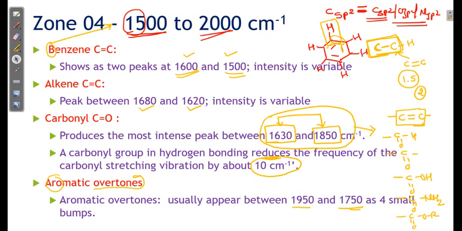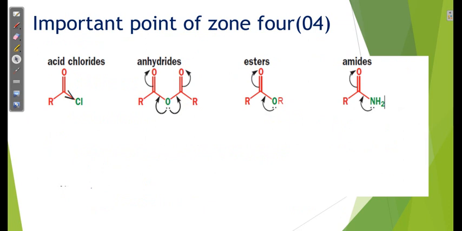Now among zone 4, the important point is this one. Here I want to discuss the functional groups: acid halide, acid chloride, anhydride, ester, and amide, the carbonyl-containing functional groups. There are a few more, such as salts, also. So one I can say is hydrogen, this is aldehyde. Then I have ketone. Then I have carboxylic acid.